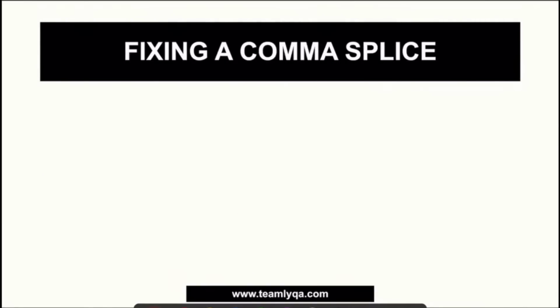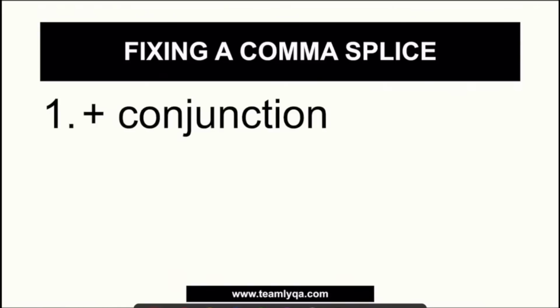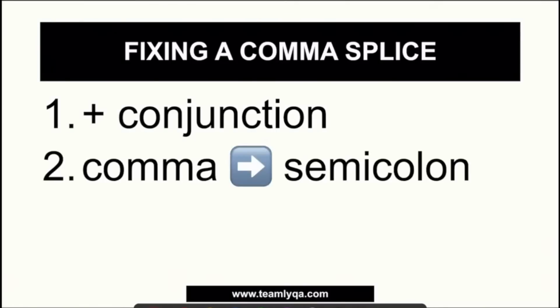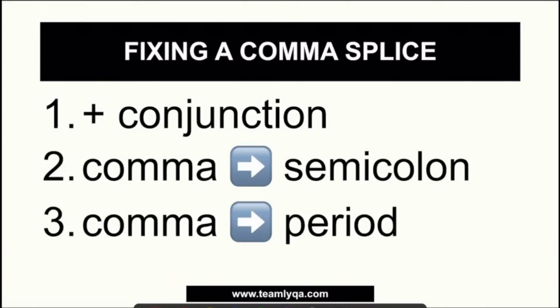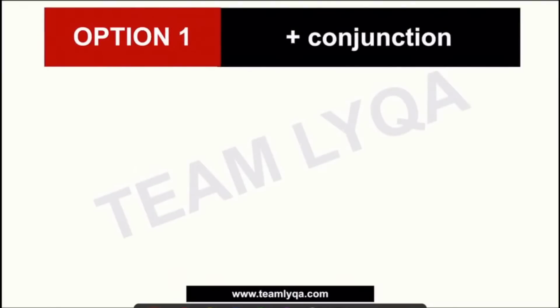We have 3 common na options. The first one would be to add a conjunction. The second one is to turn the comma into a semicolon. And then yung third would be to turn the comma into a period and just split them into 2 sentences. Now, medyo technical, huwag kayong mag-alala, iisa-isahin natin. Dito muna tayo dun sa conjunction.